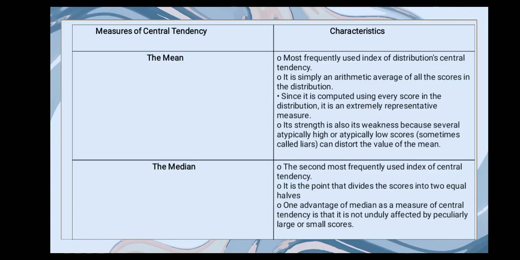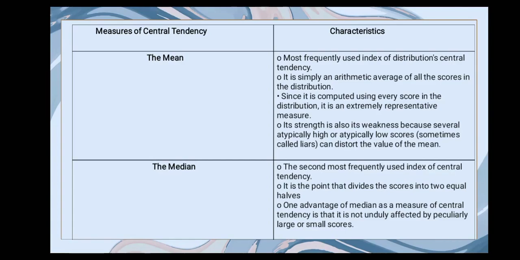The first of the mean characteristics is that it is the most frequently used index of distribution central tendency. Second, it is simply an arithmetic average of all the scores in the distribution. Third, since it is computed using every score in the distribution, it is an extremely representative measure. Lastly, its strength is also its weakness because several atypically high or atypically low scores, sometimes called outliers, can distort the value of the mean. Next, we have the median.